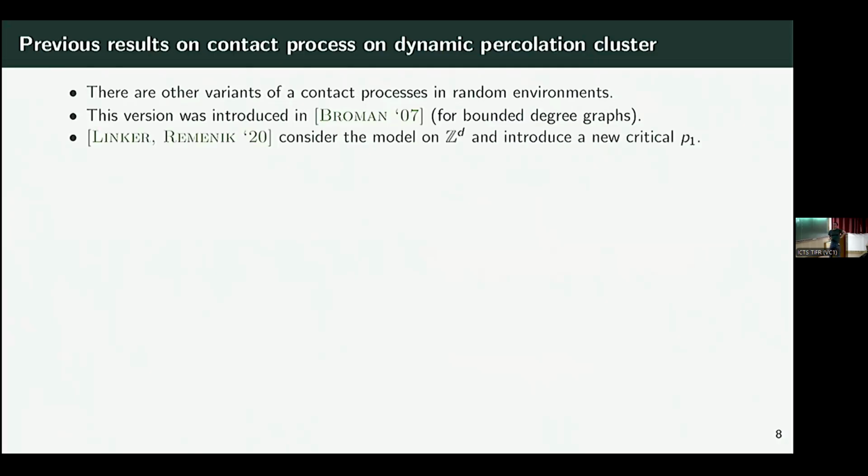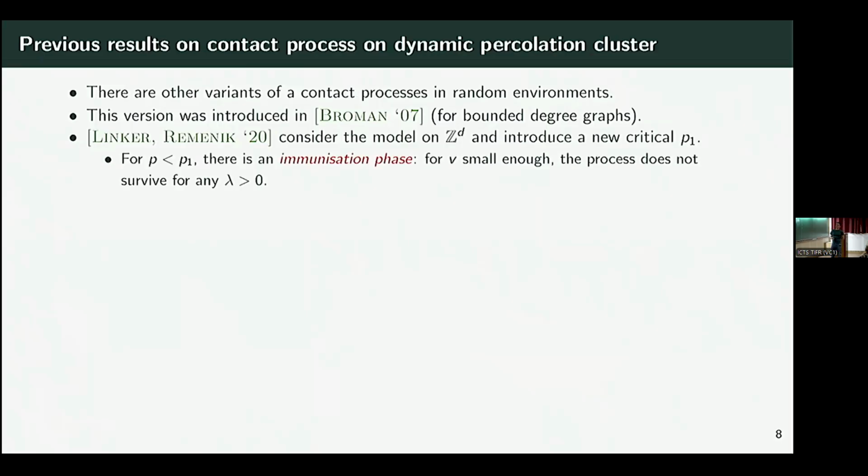All right, I have a slide on previous results. These dynamic models are interesting. Mostly they've been looked at on regular trees. So this original paper by Broman introduced this for bounded degree graphs. Then there was a paper by Link and Remnick, who looked at this model on Z^d. In particular, they have this interesting phenomenon where you can see that updating helps you. And they have a new transition in the P there.